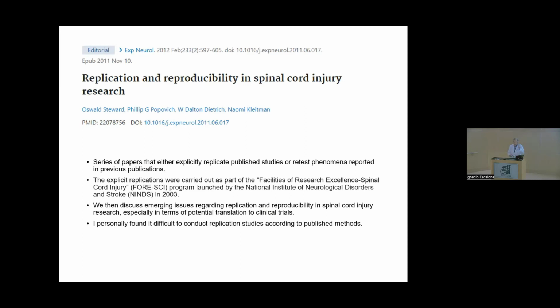So this is funding that we got from NIH several years ago. And Ozzie Stewart, Phil Popovich, myself, and Naomi Kleitman, who was at NIH at the time, leading the SCI program, we funded and we tried to replicate some of the most exciting work in spinal cord injury. And I personally found it very difficult to replicate because at first it didn't replicate. Number two, you try to find out exactly what we did differently than the published paper. And many times it was very difficult to do that.